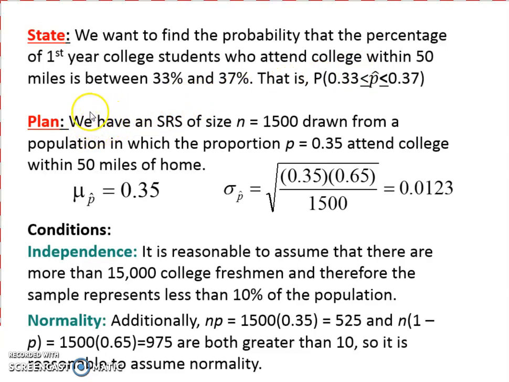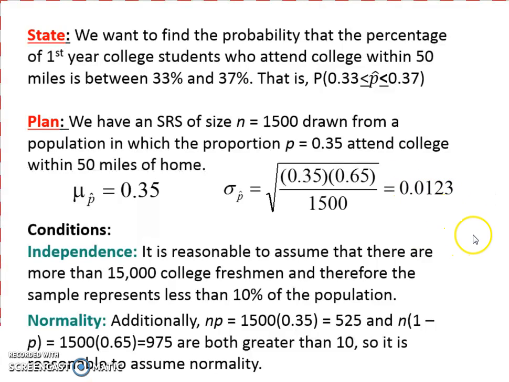So, our plan. We have a simple random sample of size 1,500, drawn from a population in which the proportion is actually 0.35. So our mean of the sampling distribution of sample proportions is 0.35. That's how you read that, folks. The mean of the sampling distribution of sample proportions. Now, the standard deviation of the sampling distribution of sample proportions is given by this formula, which is on your formula sheet. You have P, 1 minus P, and then your sample size.